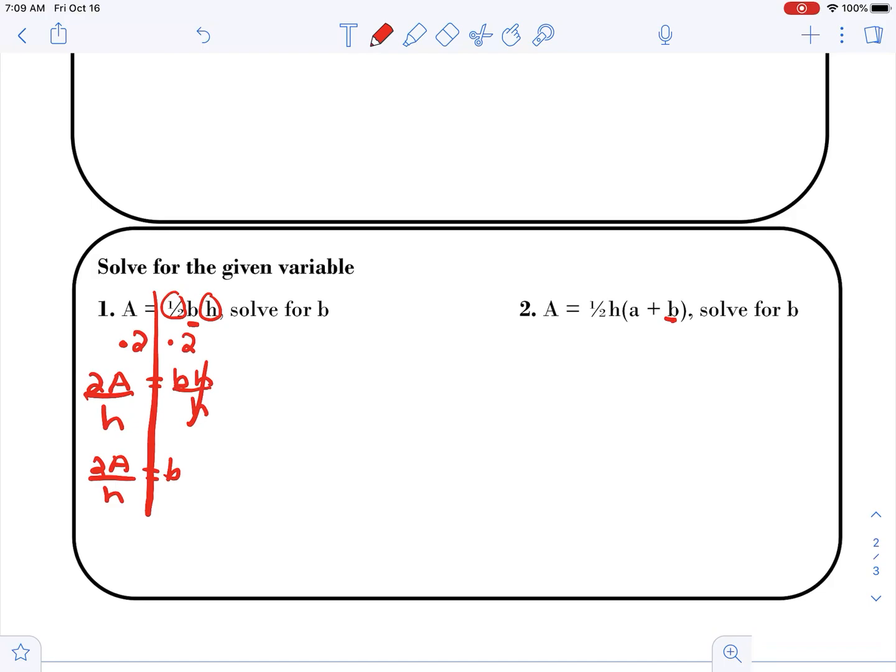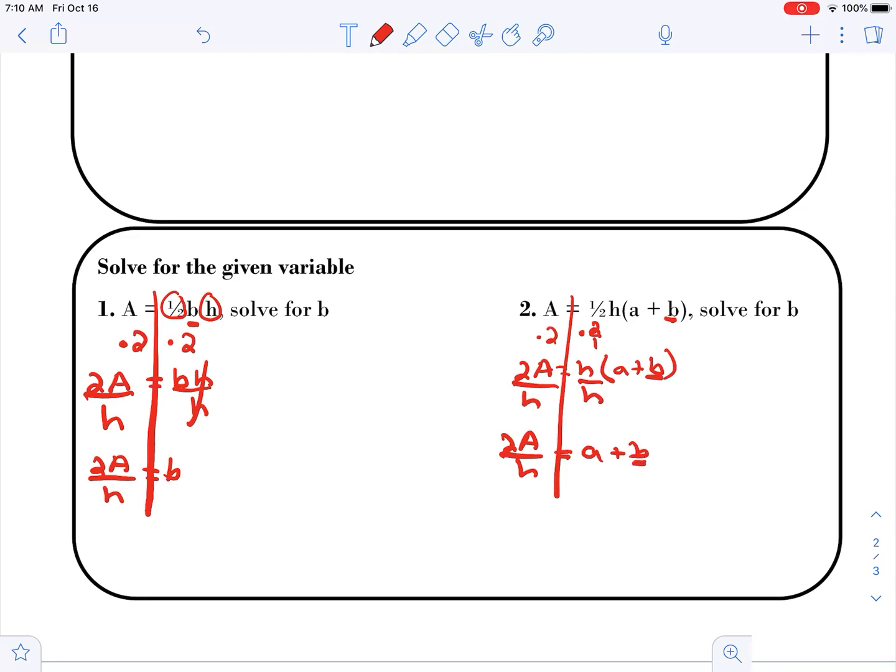Again, we come here, we want to solve for B. So I have to get rid of this 1/2. Again, to get rid of a fraction, we multiply by the reciprocal. It would be 2 over 1, or we could just say 2. So that would be 2A equals H times A plus B. We're still trying to solve for B. We want to get rid of what's in front of the parenthesis first. That's H, so we divide by H.